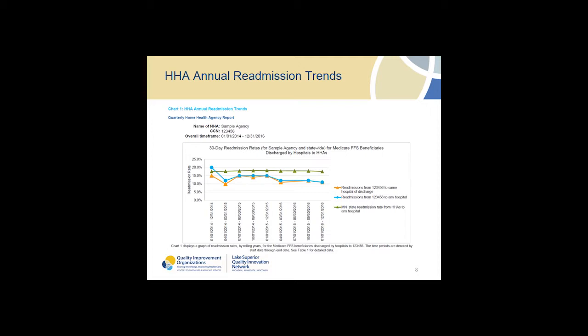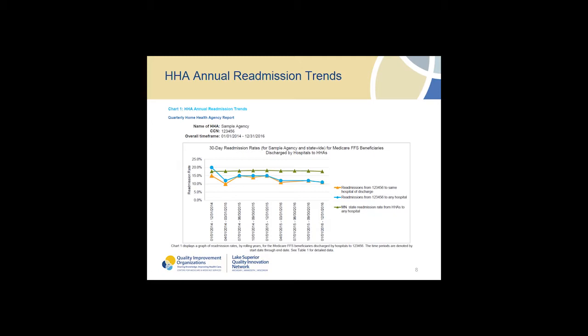The blue line is for those patients who were readmitted back to any hospital, even if it was different than the one they initially came from. The green line is for patients across your state. If you do not see a marker for one time period, the marker is the circle or triangle that you'll see on the chart, this means that data was suppressed. We'll talk more about this on the next slide.